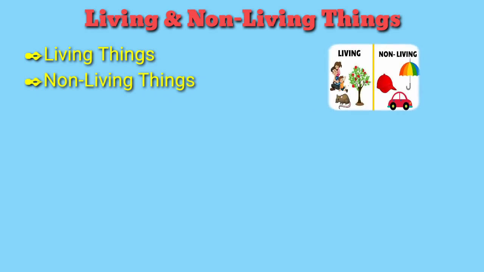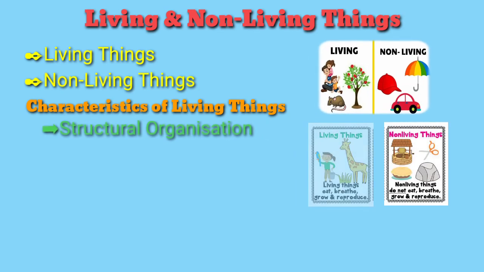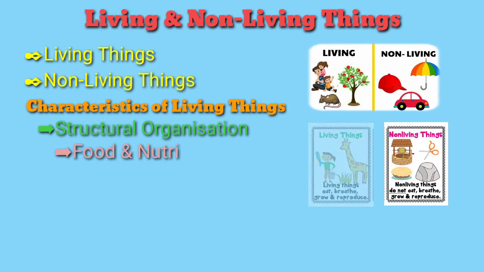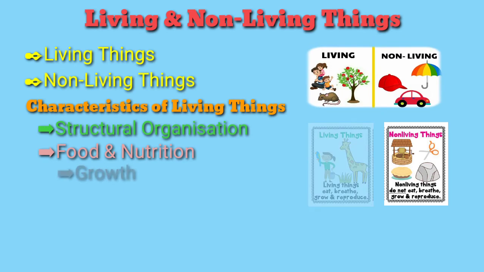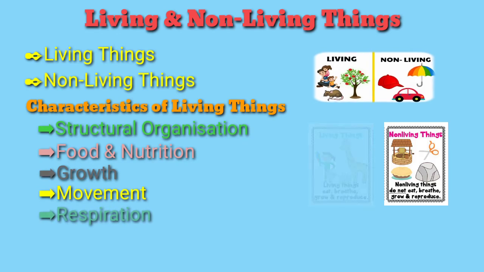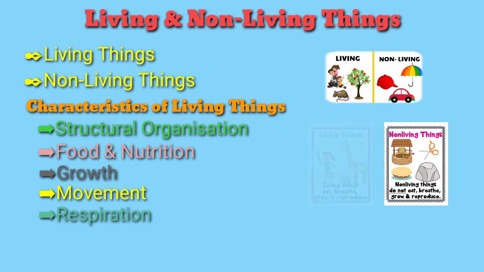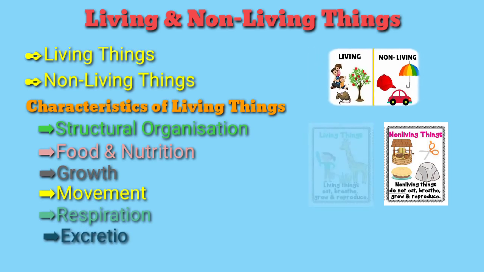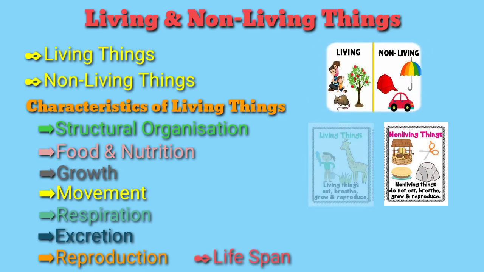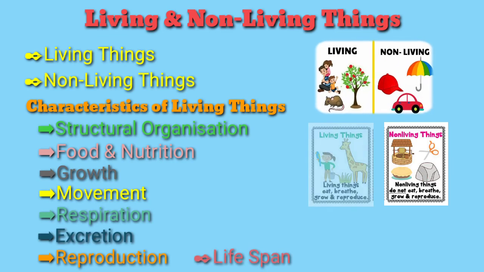Then we will be studying in detail the basic characteristics of the living things, about their structural organization, about how they get the food and how they get the nutrition. Then about their growth, how they grow, how they move, and how they respire, how they breathe. Also, how they get rid of the waste from their bodies, how they excrete, how they reproduce, and what kind of lifespan they have. Different living organisms have different lifespans. They live for different years.